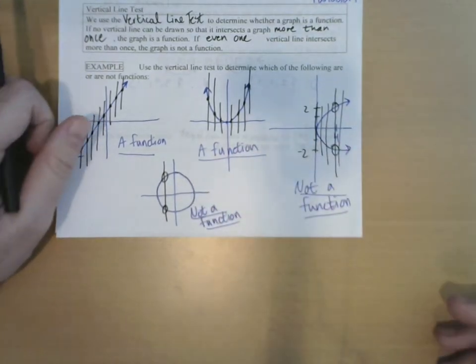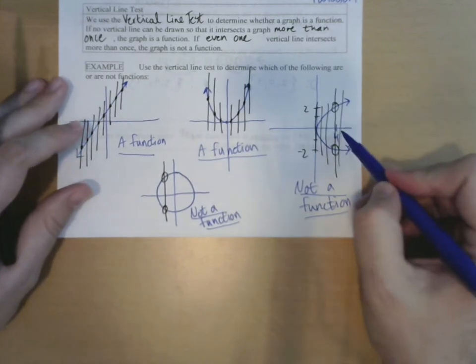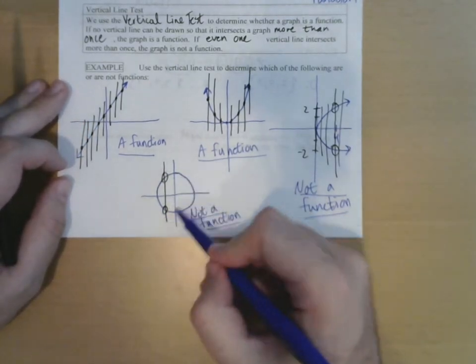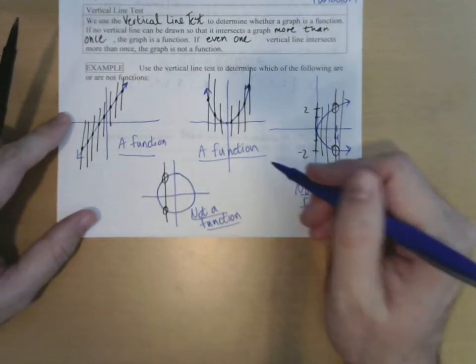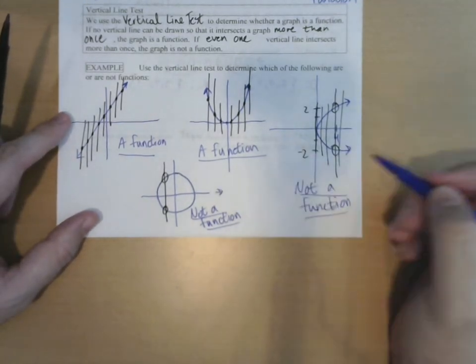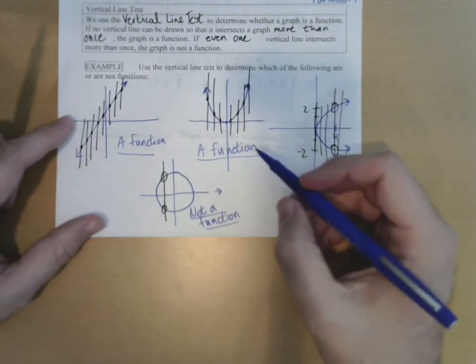Now, even when we have things that aren't functions, like x equals y squared and the circle, we still study these things in math because they're still interesting. They still can be used to model stuff. But typically what happens is we have to split and look at these in a very specific lens.